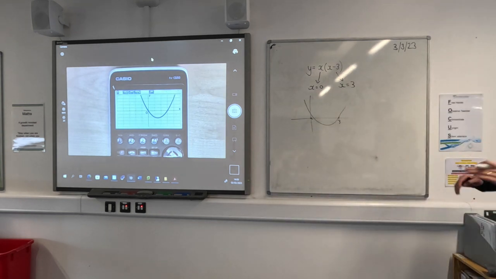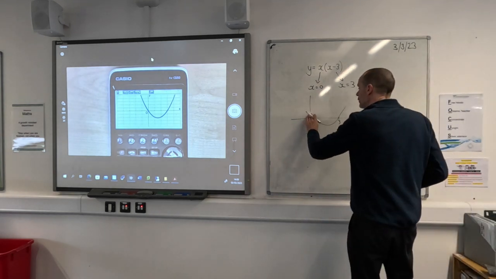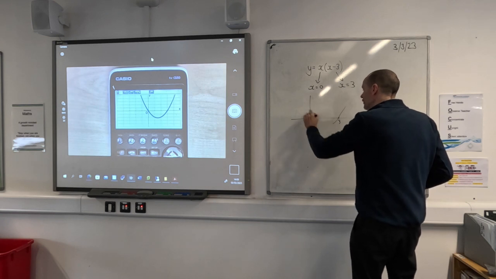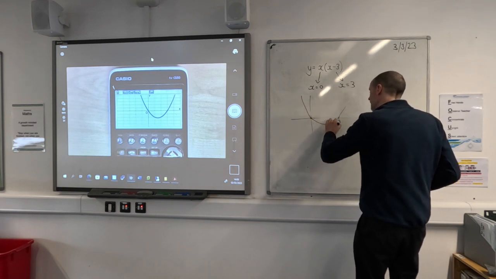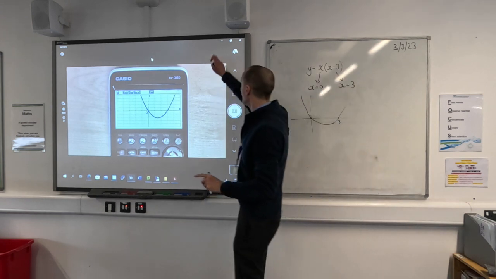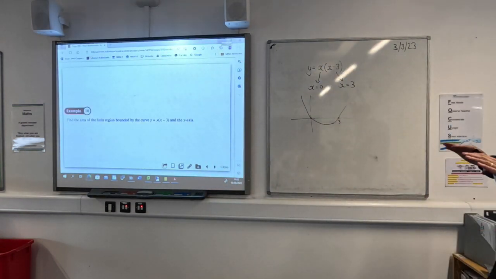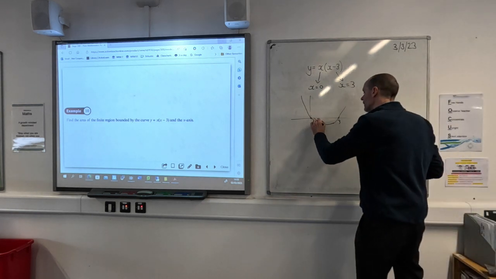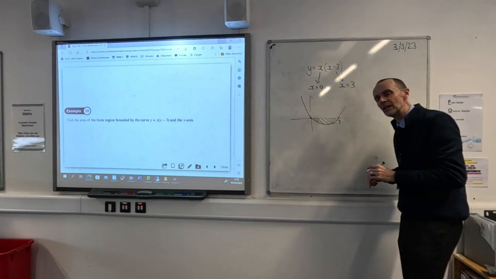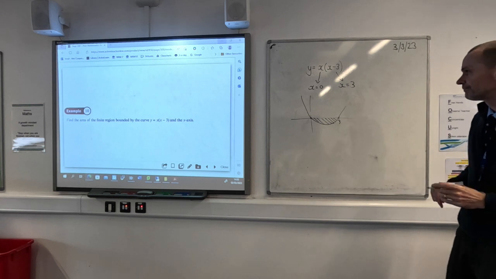But of course what we're talking about in this example is not an area under the curve. The area, if we return to the question, the finite region bounded by the curve and the x-axis, we're talking about this region here. It's the area above the curve.